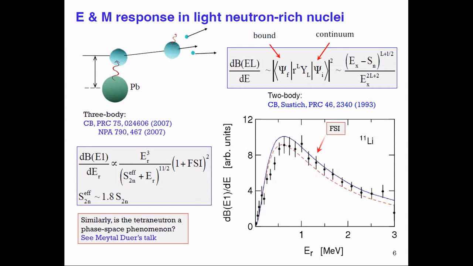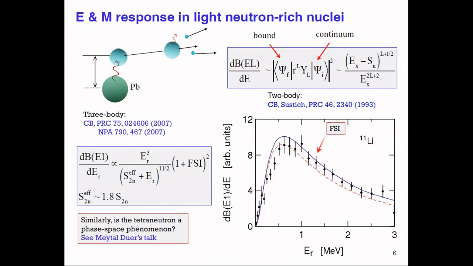This comes from phase space. This comes from the response to this operator. And this is the excitation energy of the system. This is the separation energy of the nucleon. If you have a two-body model, then this is what comes out in the long wavelength approximation. It has its imprint in RPA calculations at low energies.